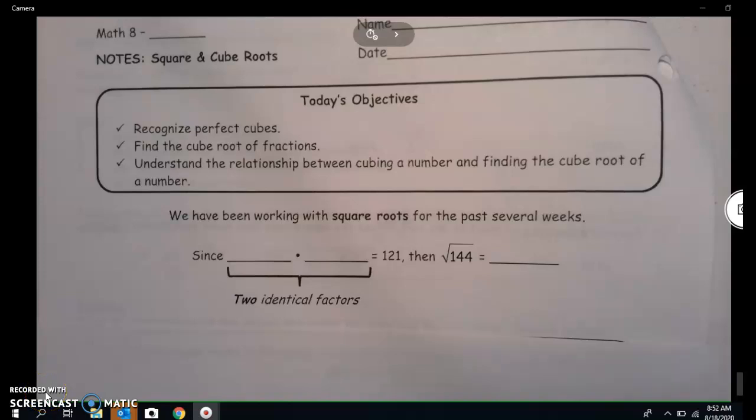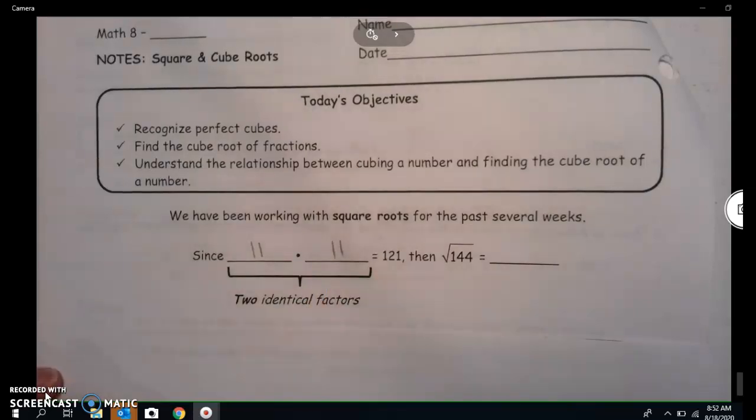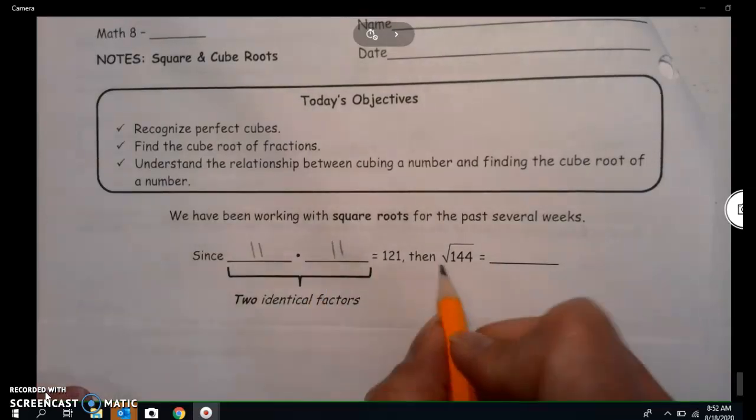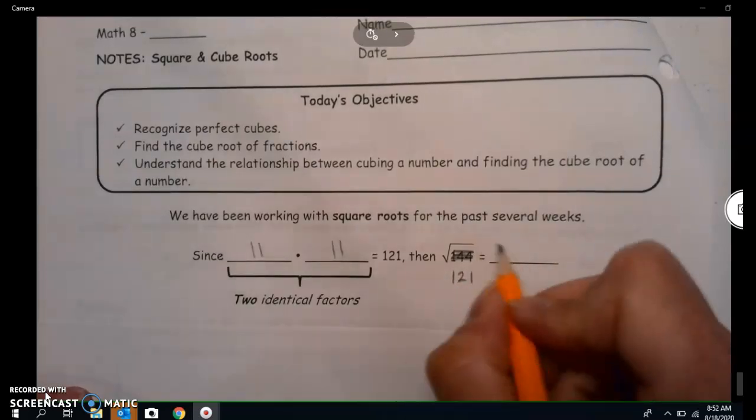So today we're going to learn about cube roots. We've already learned about square roots and we've realized that everything about square roots are twins. So if I wanted to take the square root of 36, our answer is 6 because 6 times 6 is 36. So for example, on this problem, and we're on page 7 in our packet, since 11 times 11 equals 121, then, oh, there's a typo, then the square root of 121 is 11.